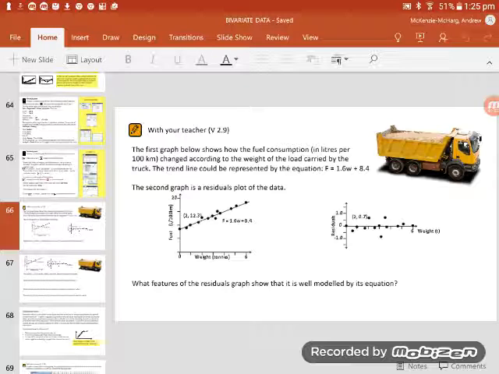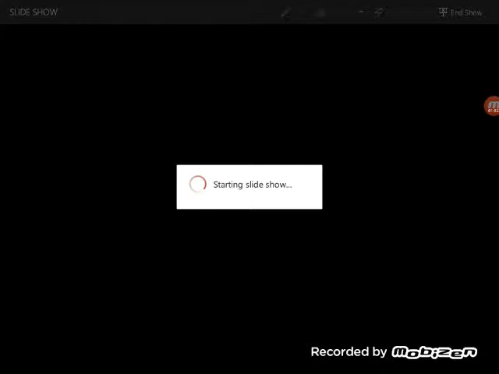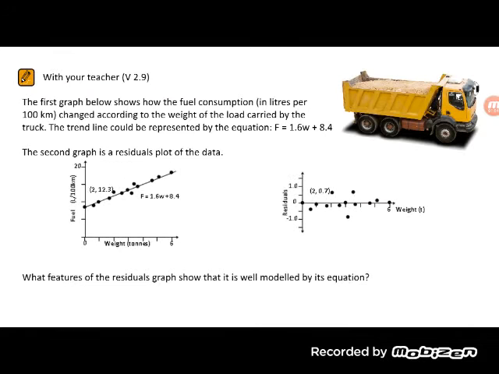Okay, so I'm going to go through the features of this residual plot that indicate this is a good model for the data. Okay, so first off, if we look at this residual plot on the right here, we see that there's a random distribution of points. So that's the first thing that we want to consider. I'll just get this one up a bit bigger. Okay, so random distribution of points. Okay, so these points are randomly scattered about. That's a good thing, that we want that.